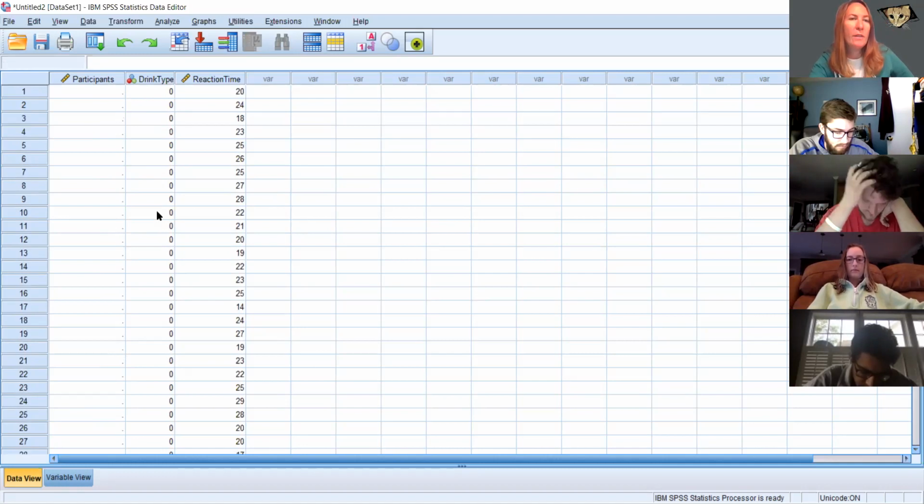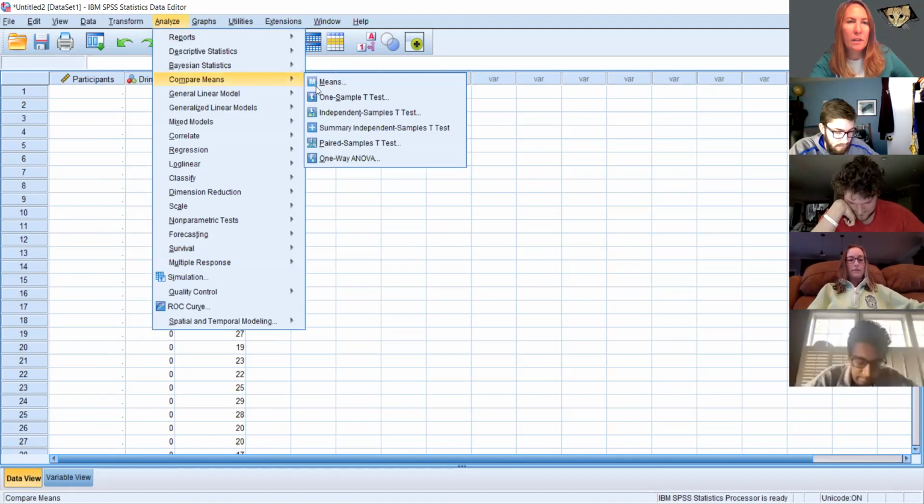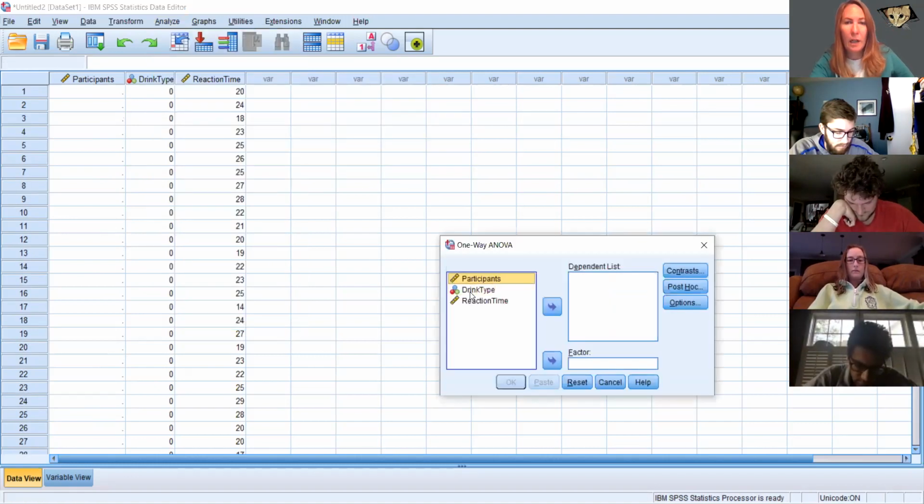Okay, so now that we have this data entered, I'm going to go over here to analyze, go to compare means, and go to one-way ANOVA. Our factor, our independent variable, is of course the drink type, and the reaction time is our dependent variable.